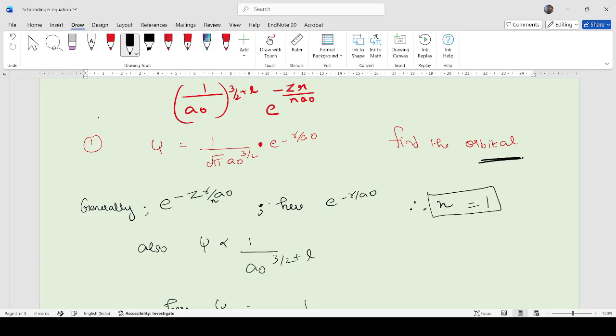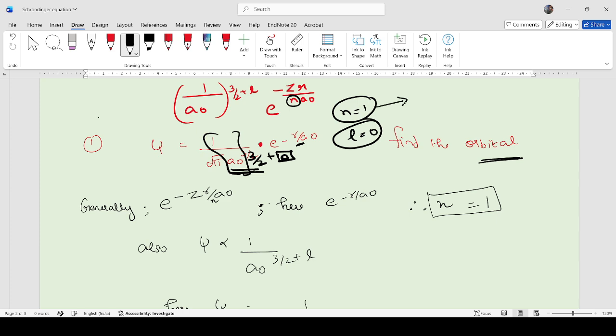They are asking what orbital that is. Ma'am, I can see this n is not mentioned at all here. So n should be 1 obviously. Look at this value here. 1 by a naught power 3 by 2 is only given. That means there is nothing given here, which is nothing but 0. Is that right? Yes, ma'am. So the L value is 0 here. Now mention the orbital. N is 1, L is 0, so it is 1s.